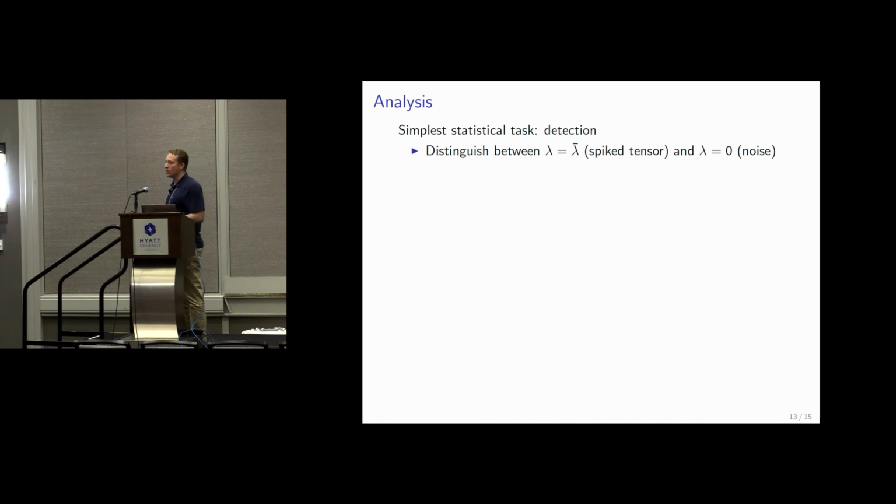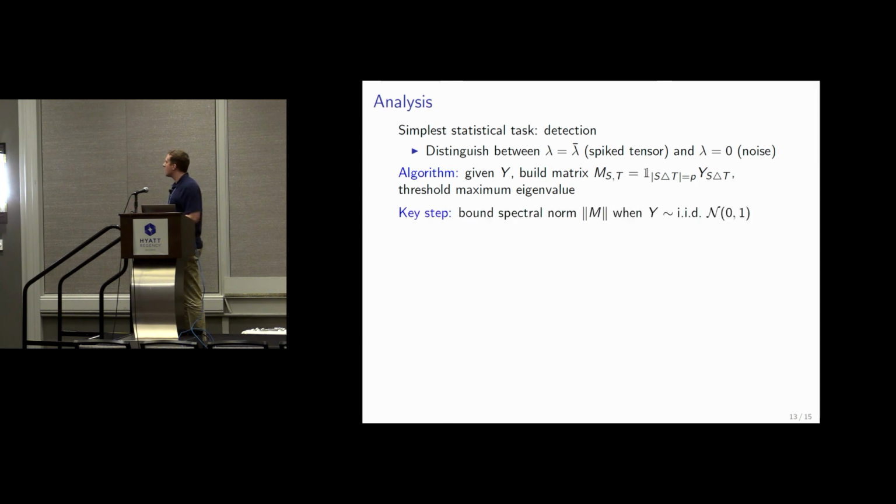All right, and so how do we analyze this? Let's imagine the simplest setting where we just want to distinguish between the spike tensor and pure noise. So in that case, the algorithm is just to build the matrix and threshold the biggest eigenvalue. And the key step is just to bound the spectral norm of this matrix in the noise case, when y is just pure noise. This turns out to be basically the only step you need in the analysis.